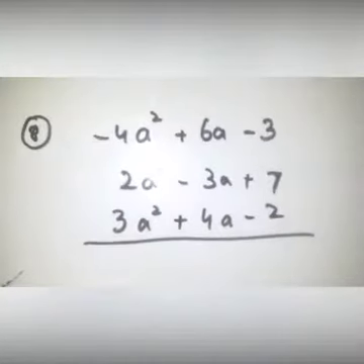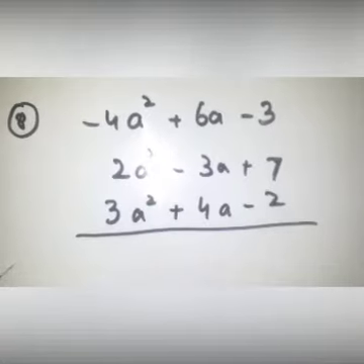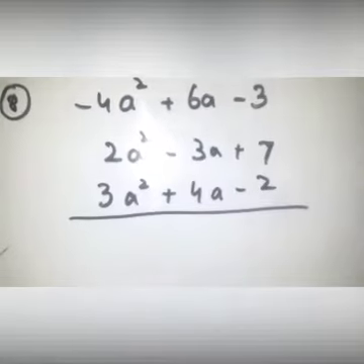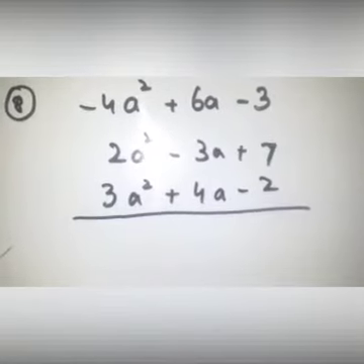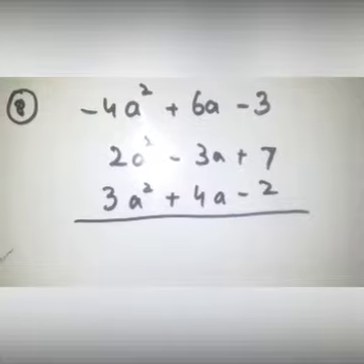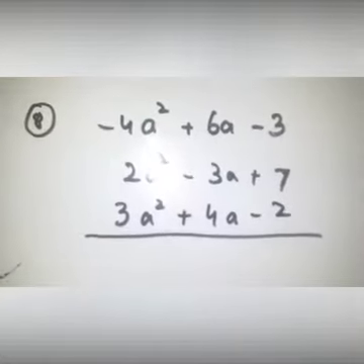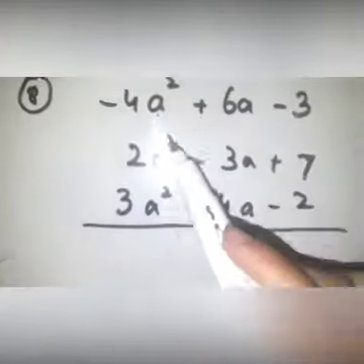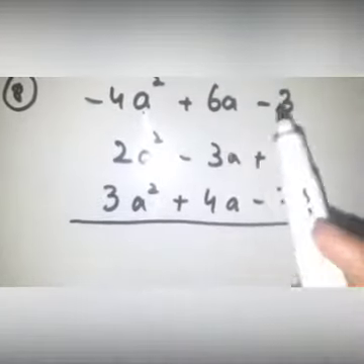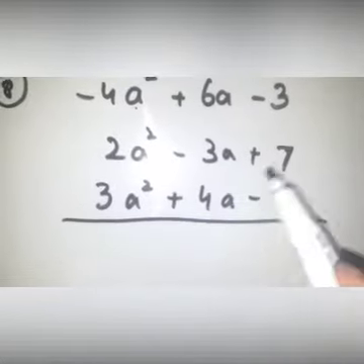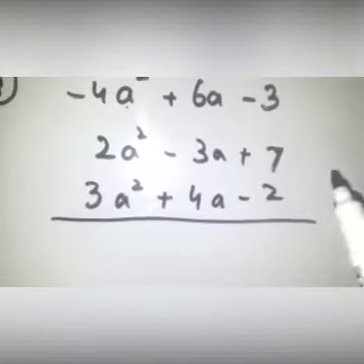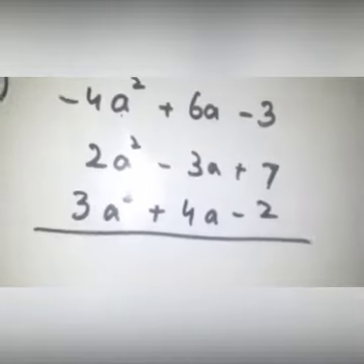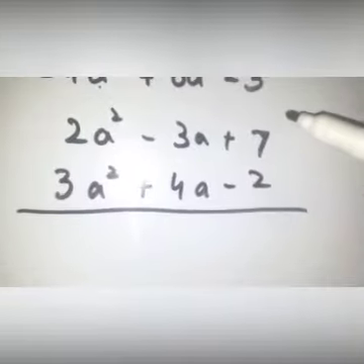Now you have part A: 4a square plus 6a minus 3, 2a square minus 3a plus 7, 2a square plus 4a minus 2. Now you can see that you have both values of a, but this is a square, so we will write the a square's value under the a square, the a value under the a, and without any alphabet we will write in the end. So we will start solving it.